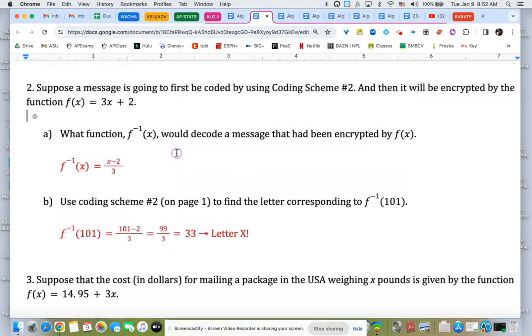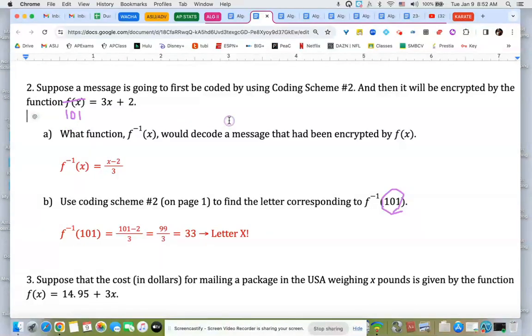But you could also, if you wanted, put this 101 right here in the original function. Remember, the outputs and the inputs are switched. So the input for an inverse function, and this is really important that you understand, the input for an inverse function is the same thing as the output for the original function. You should take a minute and digest that.